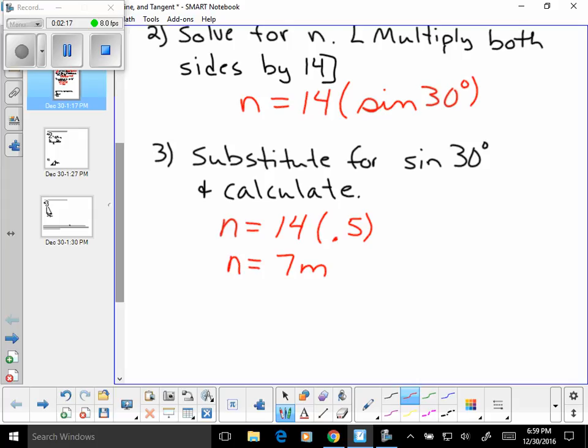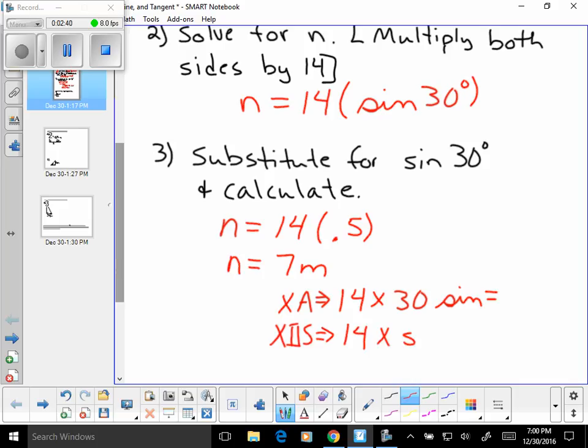Now, you got to remember, on your XA calculators, you're going to take 14 times 30, then sine, then equals. If you have the Roman numeral 2s, you are going to take 14, hit times, hit the sine button, then hit 30, then press equals, and you should come out with 0.5. Well, actually, you should come out with the exact answer of 7. So sometimes we don't really substitute it, we just roll it through a calculator.